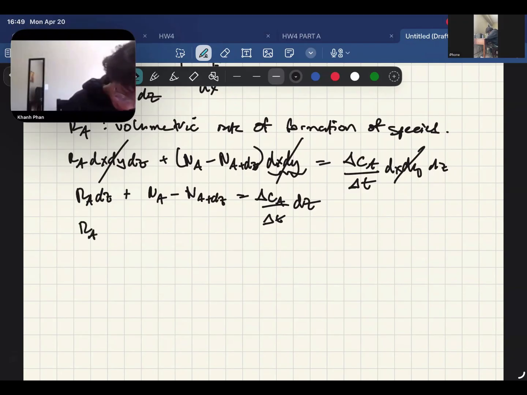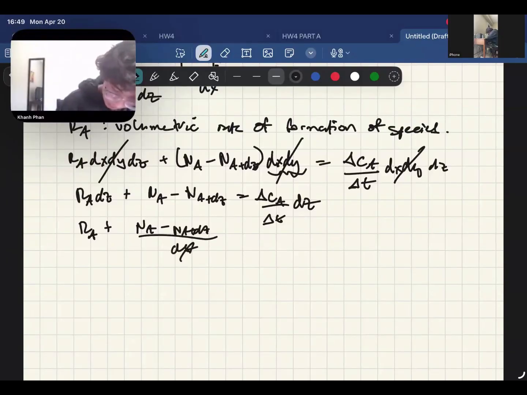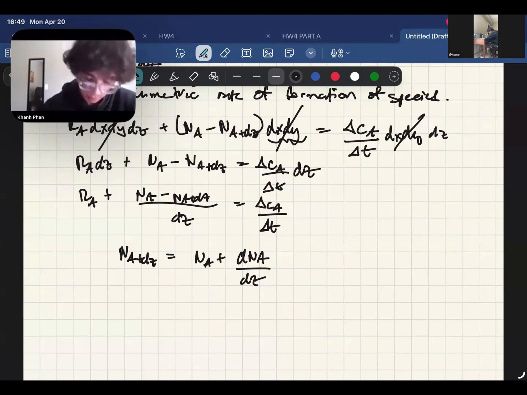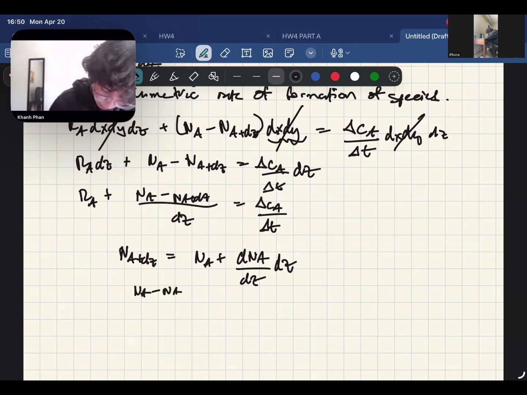So we have Ra plus Na minus Na plus dz over dz equal to change in concentration with change in time. So we know that Na at z plus dz is equal to Na plus the change in the total flux of Na with respect to z times dz. So Na minus Na plus dz is equal to negative dNa/dz.